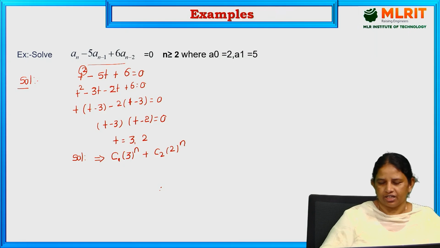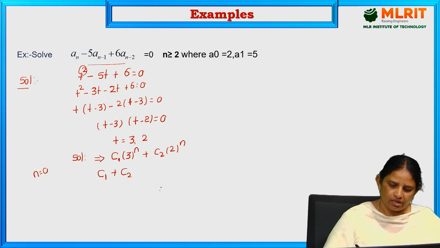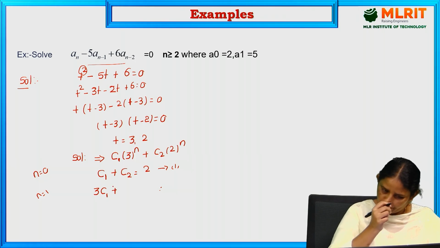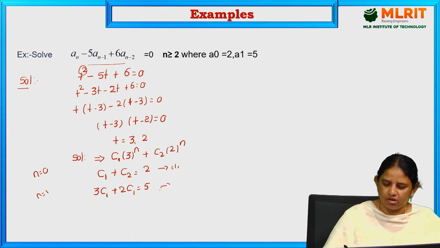The initial conditions are already given. For n equal to 0, we substitute: c1 plus c2 equal to 2. That is equation number 1. Then n equal to 1, then 3c1 plus 2c2 equal to 5. We need to find the solution of the recurrence. This is equation number 2. We need to solve equations 1 and 2.